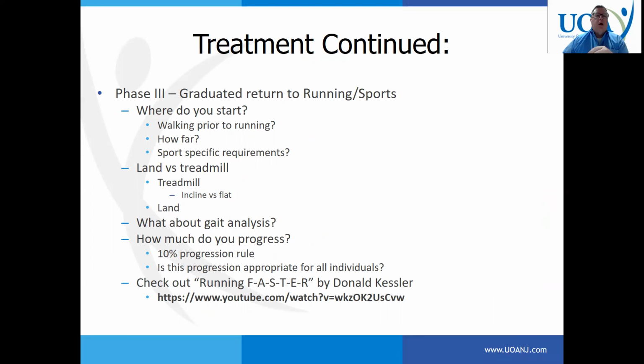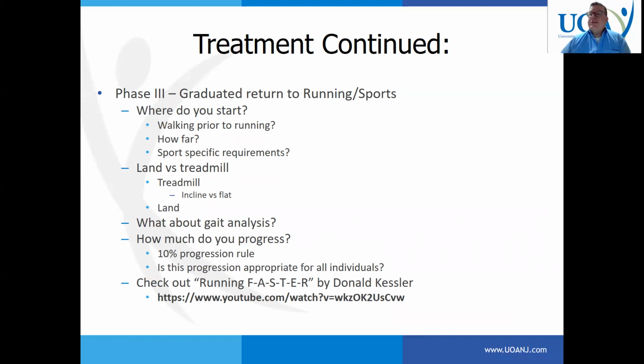Where do you start? Do you start with walking? Do you start with running? How far? Do you go 1/4 mile? Do you start with 1/2 mile? What are the sport specific requirements? Do you start on land or do you start with a treadmill? If you start on a treadmill, do you start with an incline rate versus a flat rate? And what's the stress of the soleus that can occur with the differences?